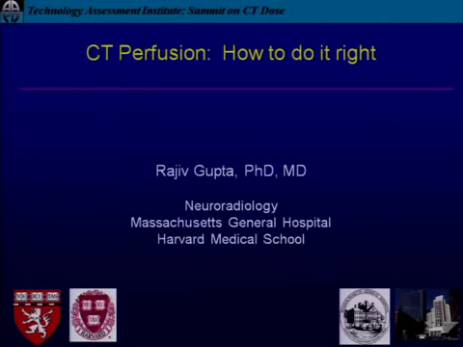Okay, so I'll talk about CT perfusion. And instead of covering only neuro CT perfusion, I'll also be talking about cardiac CT perfusion. So this talk is a little bit schizophrenic because it covers two topics. Okay.